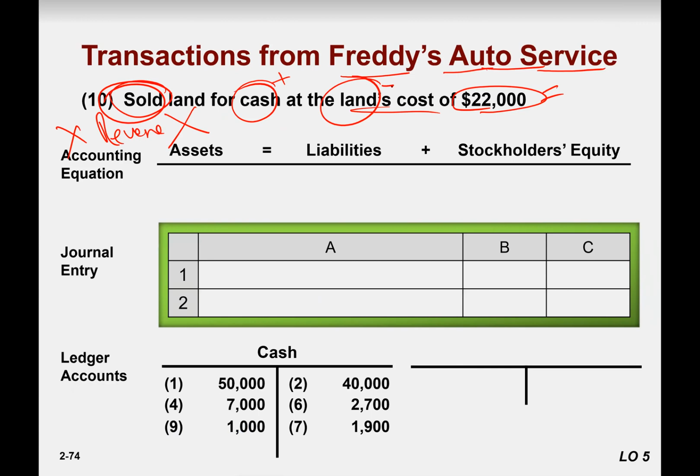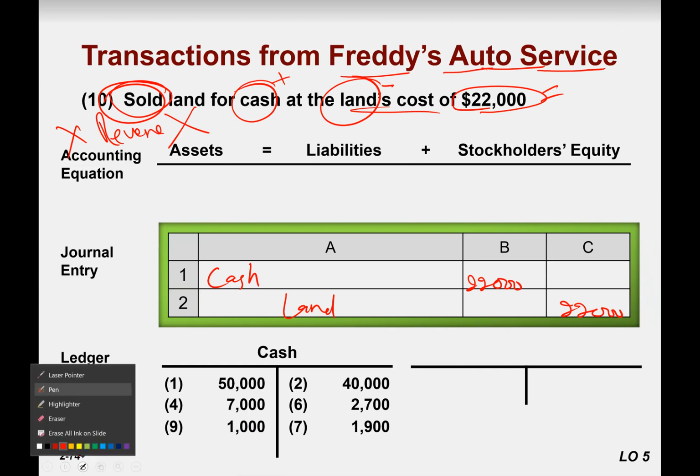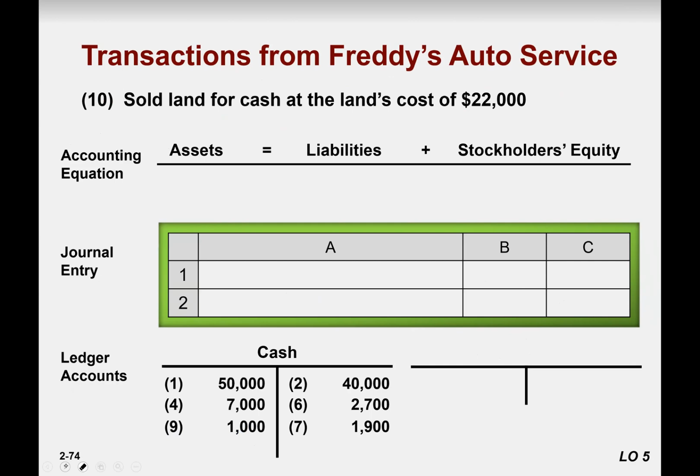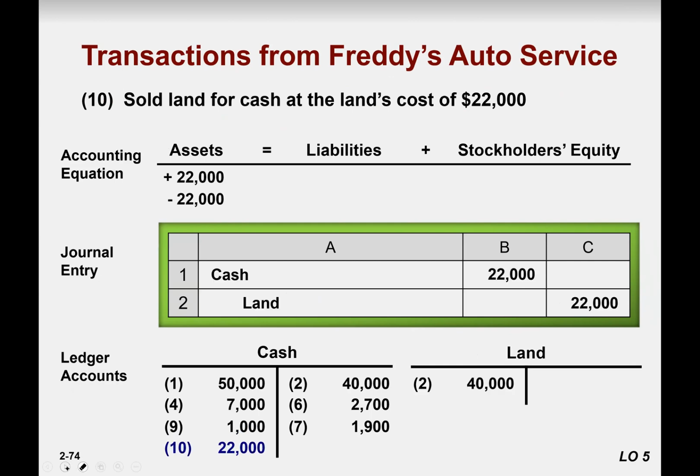So can you make the entry here? What is the entry? Cash to land. Well done. So cash to land, 22,000, 22,000. And you just post it here, 22,000 is going to be here. And this is the land. I think we already have the land account from before, in which we purchased 40,000 of land, right? It's going to be like here.